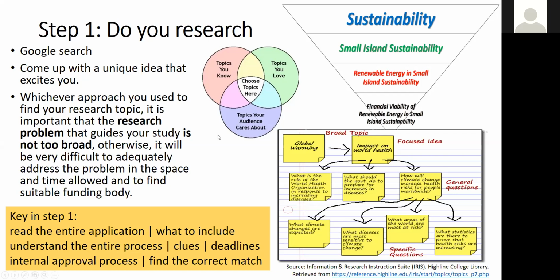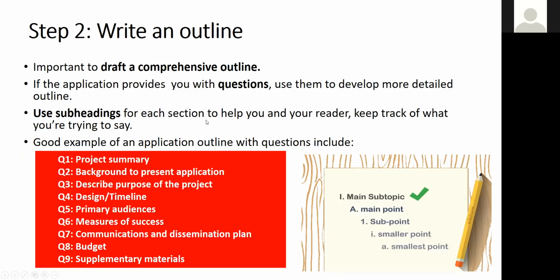So you got to find the correct project. Step number 2, which is the most important part, writing the outline. Drafting a comprehensive outline. So when you first get a project, quickly do an outline first. What are the things that you want to include? Write an outline, use some main headings and subheadings, and then start with it.